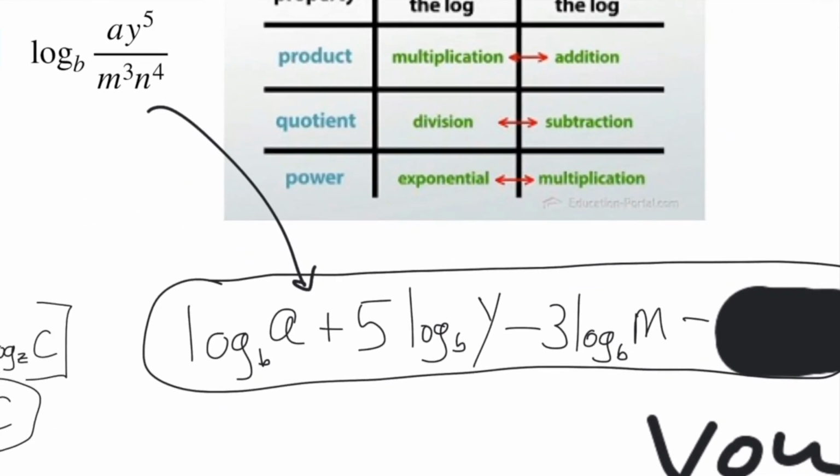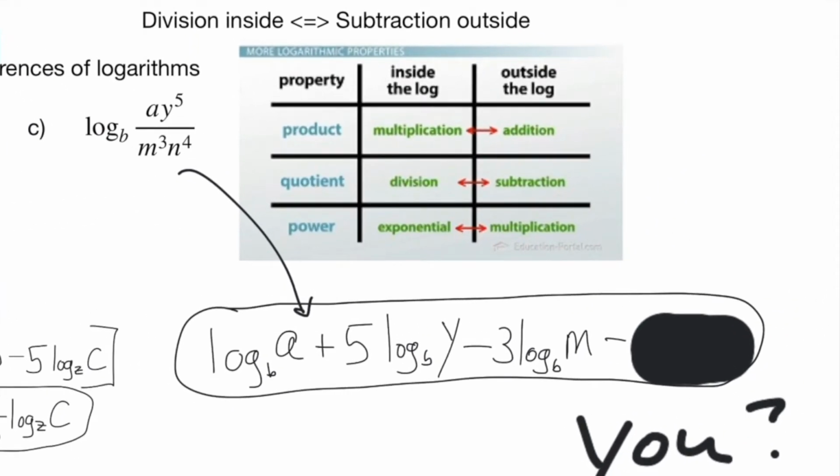C, we're going to do the same thing. We've got this nifty little table right here, just kind of expressing the 3 different rules that we talked about. Inside the log, if you have multiplication, then outside the log is addition. Inside, if it's division, it becomes subtraction. And inside, if it's an exponent, it becomes multiplication. And it goes both ways.